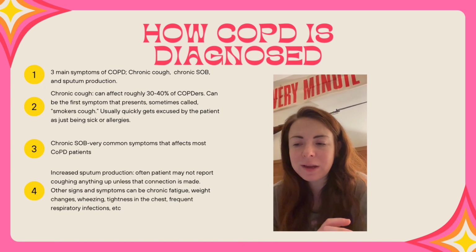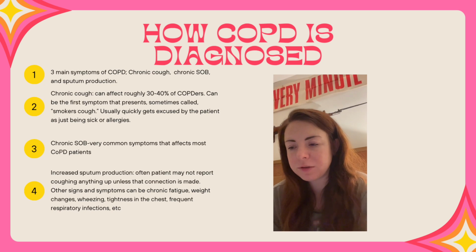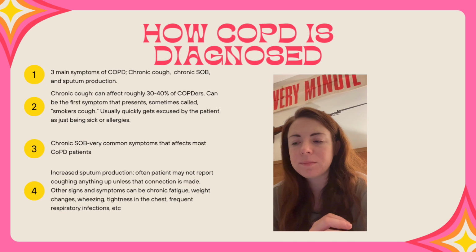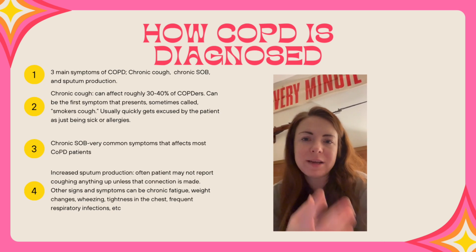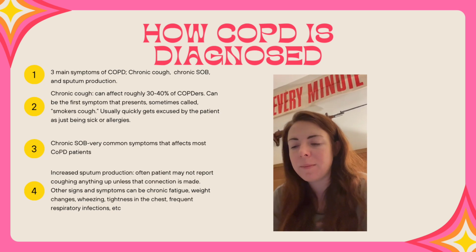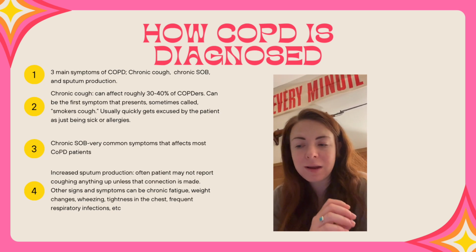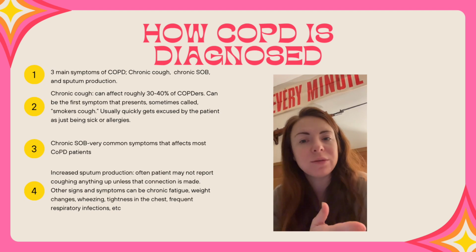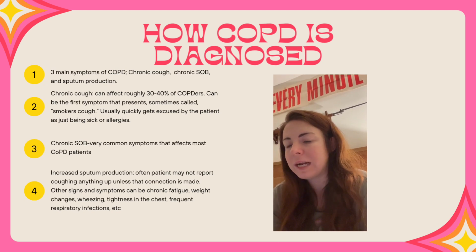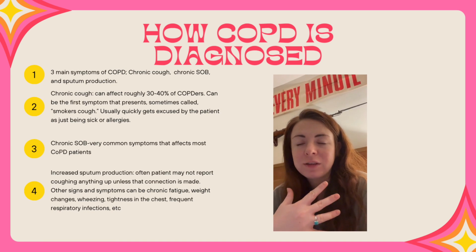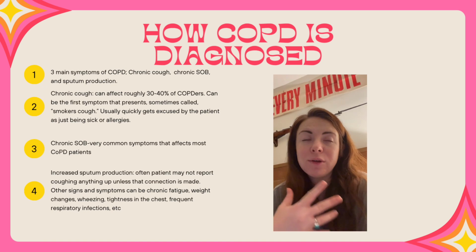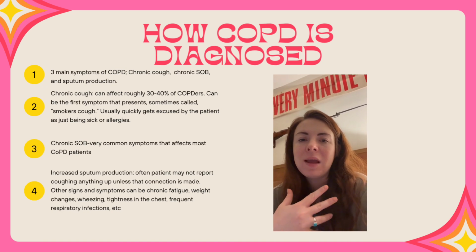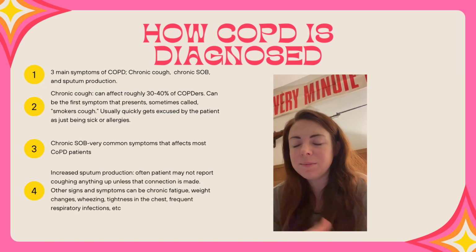Chronic cough can affect roughly 30 to 40% of COPDers. It can be the first symptom that presents. It usually gets excused by patients, like I mentioned before, as just being sick or having allergies. And then chronic shortness of breath is a very common symptom that affects most COPDers. After a while, it can really cause them a lot of anxiety, because if you're short of breath all the time, it's going to worry you, obviously.